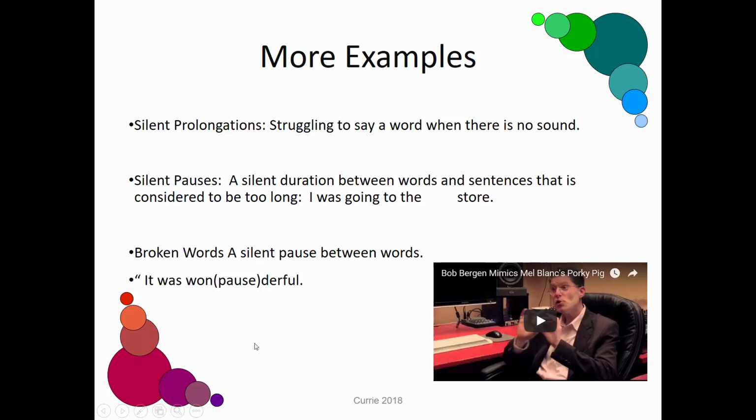More examples, there are silent prolongations. So that's when you're struggling to say a word and there's no sound that comes out. Or a silent pause between words and sentences that is considered just to be a little bit too long. Or a broken word. So that's a pause between words. It was a wonderful.